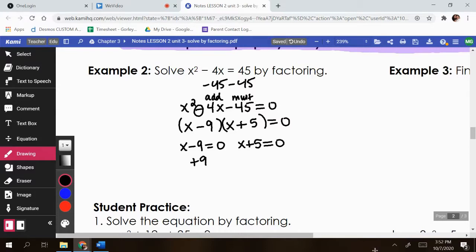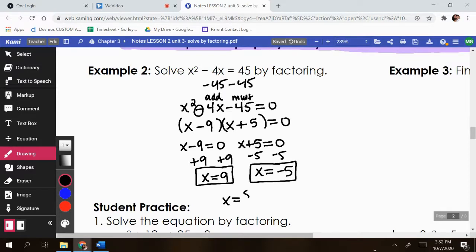We add 9 to both sides here, so we get x equals 9. And here we'll subtract 5 from both sides, and we get x equals negative 5. So those are both our solutions. If we want to write it as a solution set, we always want to put the lower number first in those fancy brackets, and then the bigger number second. So you could express your solution this way as well if you'd like.